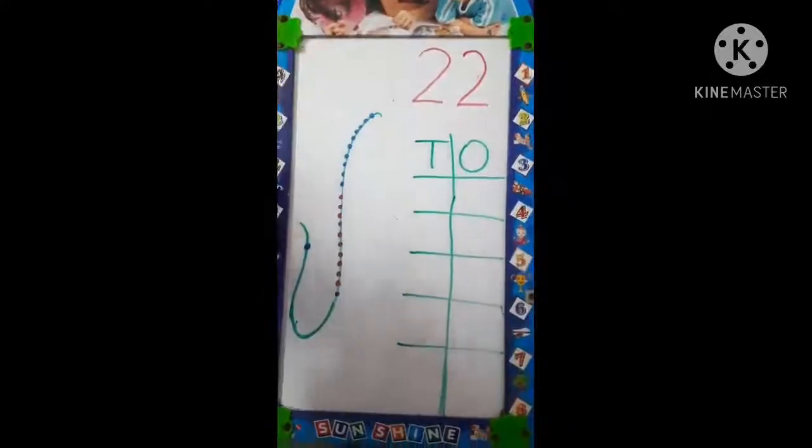1, 2, 3, 4, 5, 6, 7, 8, 9, 10, 11, 12, 13, 14, 15, 16, 17, 18, 19, 20, 21 and 22. Let us write number 22 in our workbooks.